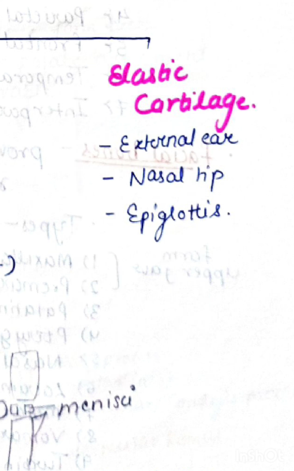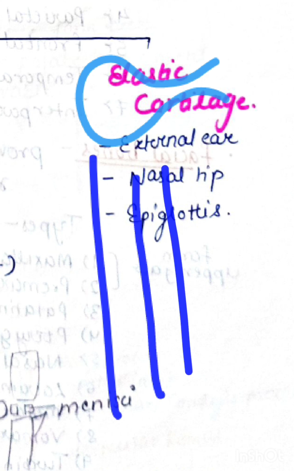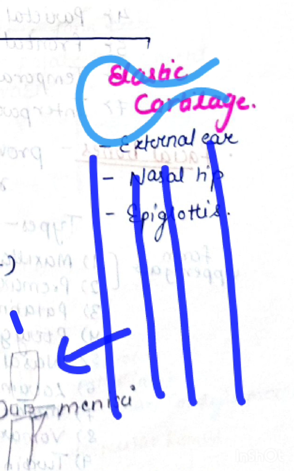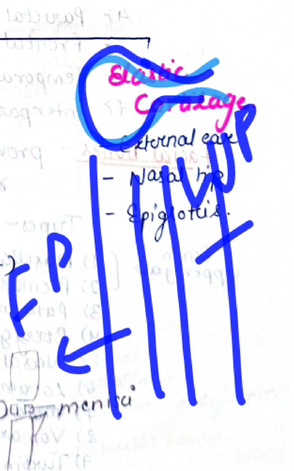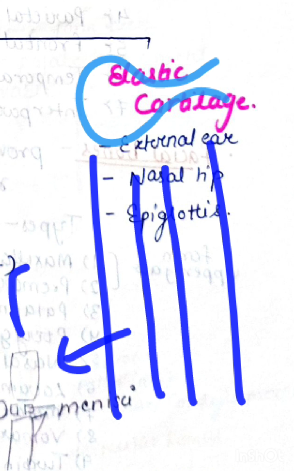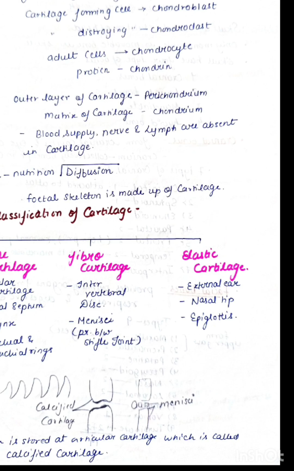Let me make it clear. This is the food pipe and this is the windpipe. The epiglottis is a flap-like structure present above both. It opens when we take a breath, and it closes over the windpipe when we take food. So this is the epiglottis, and it is also made up of elastic cartilage.